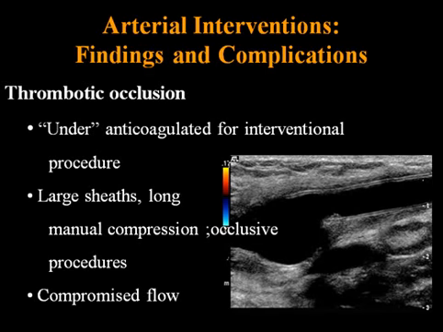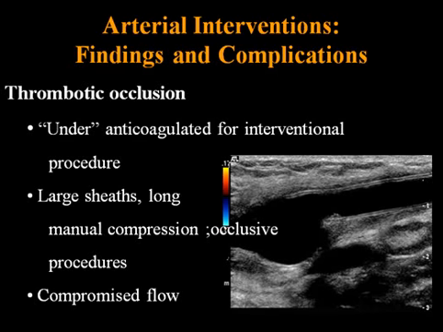Thrombotic occlusion can sometimes occur, and this will happen in patients who are under-anticoagulated prior to their interventional procedures. It can occur in patients who are receiving larger sheaths or long manual compression times or other occlusive procedures.